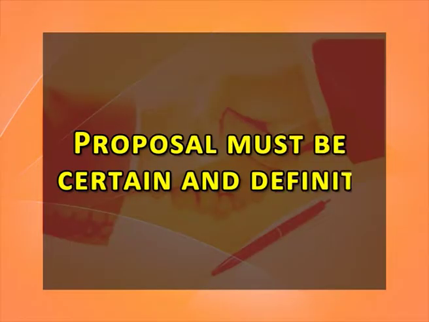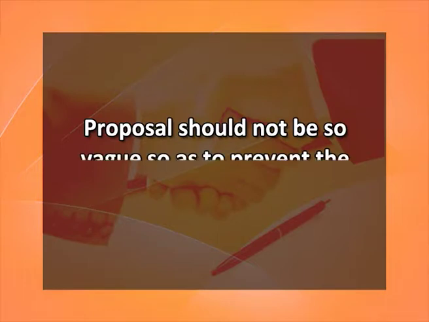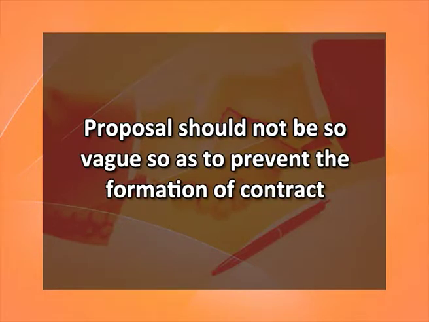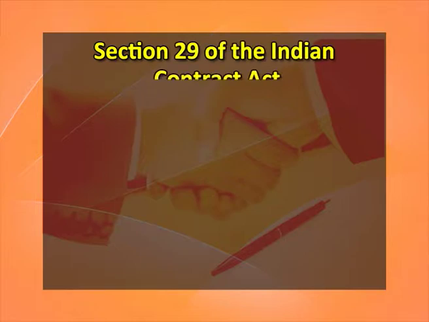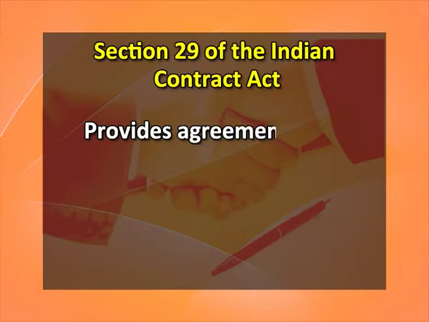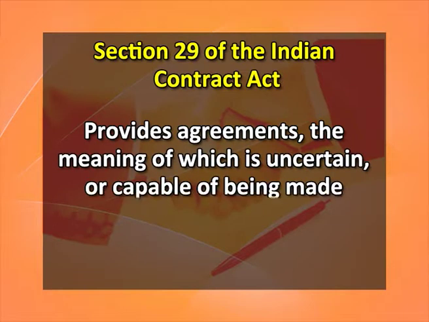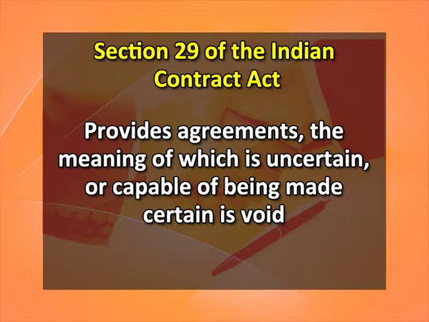After all this, the important thing is that the proposal must be certain and definite. The terms of the proposal must be certain and definite. It should not be so vague as to prevent the formation of a contract. Section 29 of the Indian Contract Act provides that agreements, the meaning of which is uncertain or not capable of being made certain, are void. For example, A agrees to sell to B 100 tons of oil. There is nothing whatever to show what kind of oil was intended. The agreement is void for uncertainty.